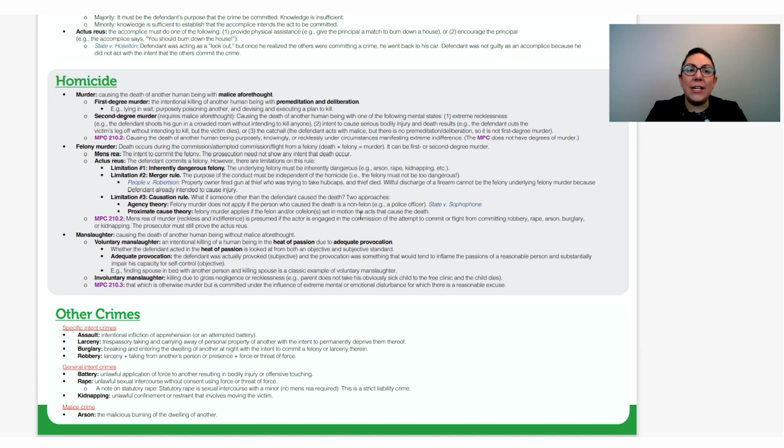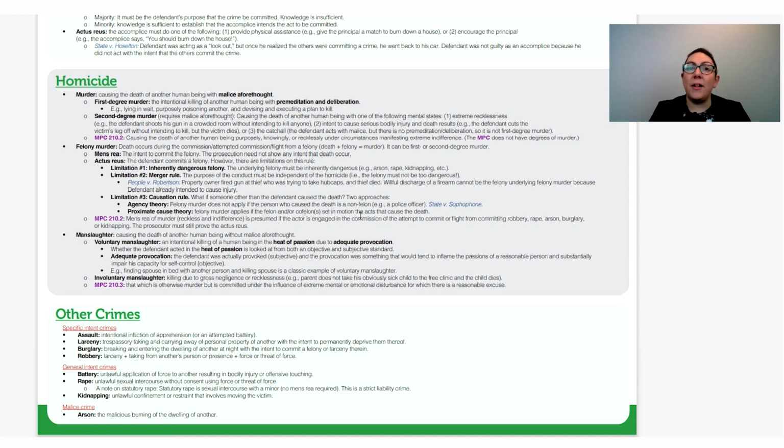The third limitation is the causation rule. This is applicable when someone other than the defendant, the felon, causes the death. So let's say, for instance, a defendant is robbing a bank and the police show up and the police shoot their gun toward the defendant, trying to stop the defendant, but they miss the defendant and they end up striking and killing a bank teller. So the defendant didn't shoot and kill the bank teller, the police did. So whether that defendant could be liable for felony murder depends on the jurisdiction.